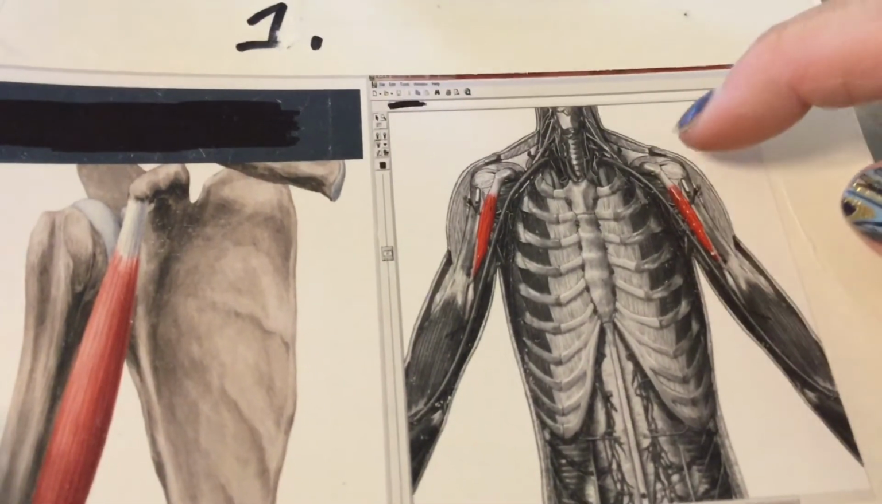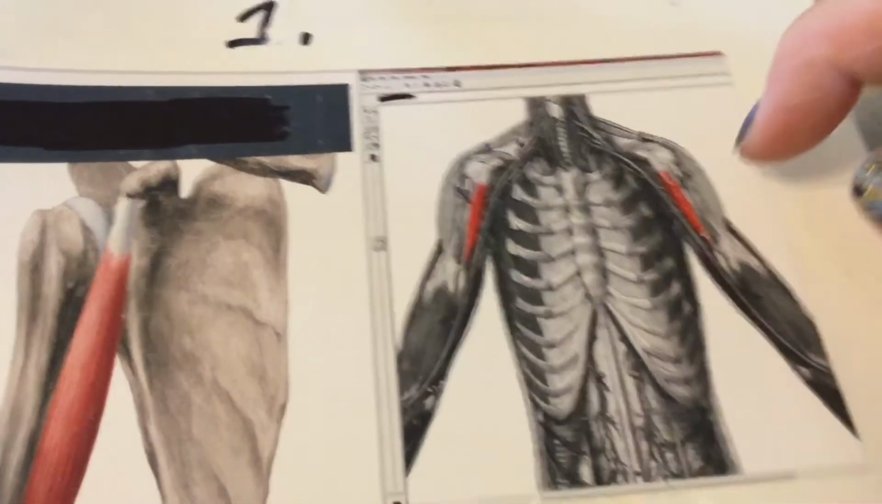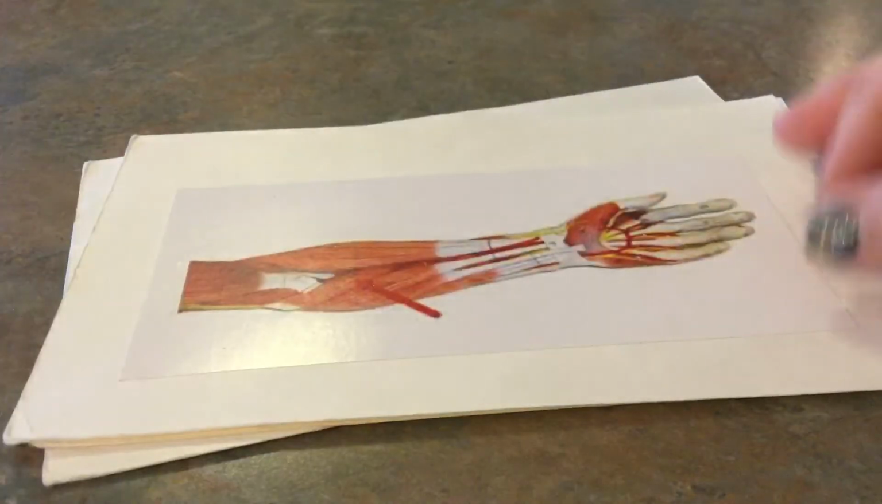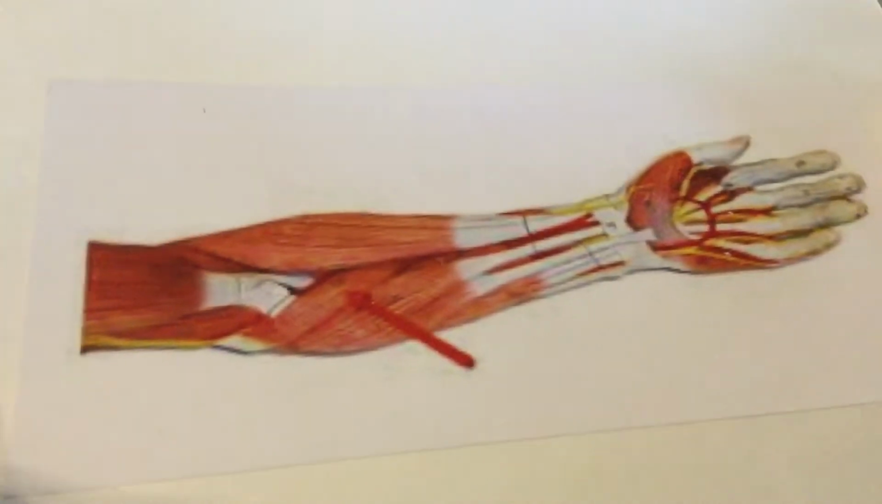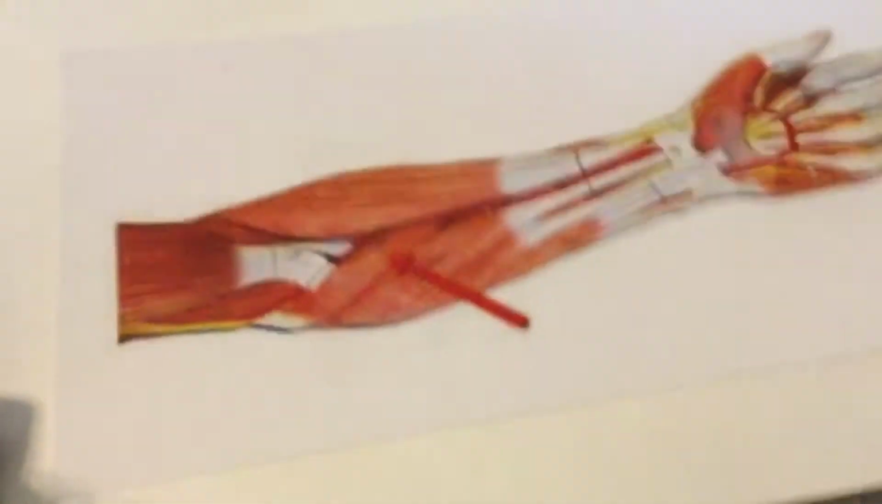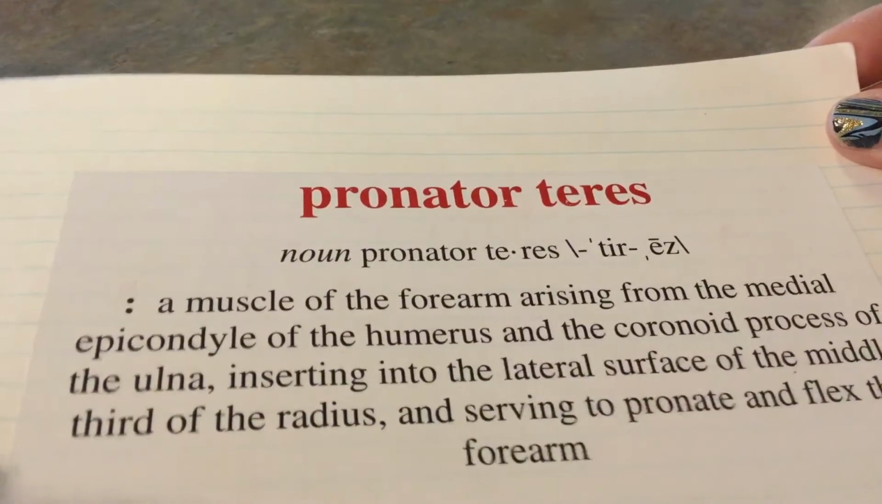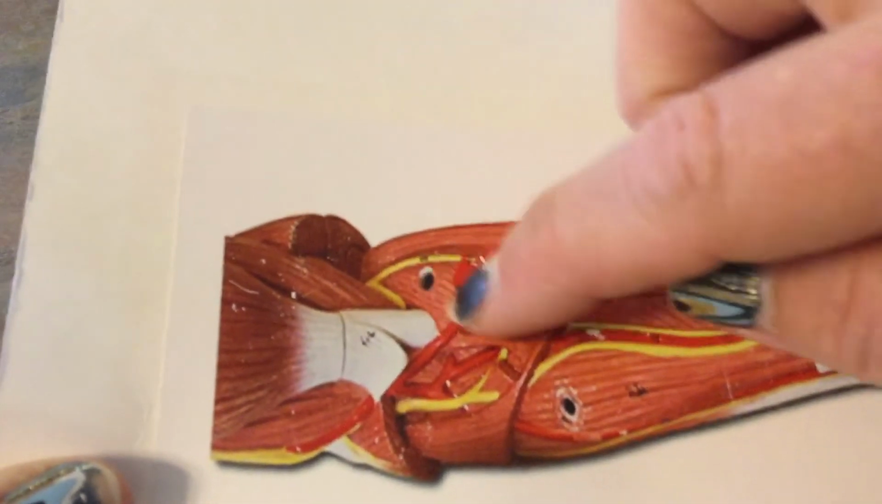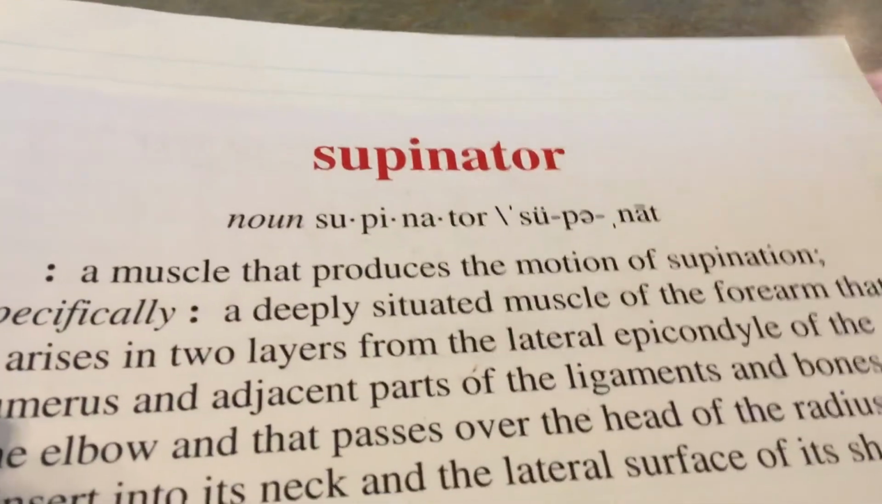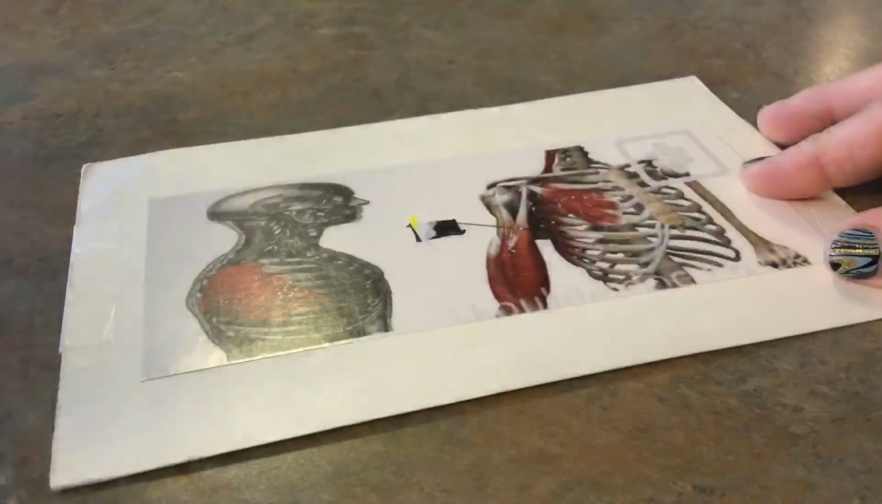This one attaches to the coracoid process of your scapula. Therefore, this one is called the coracobrachialis. There's two muscles that cross over each other in your forearm. There's this one and another one. This one right here is known as your pronator teres. And then this one right here is known as your supinator. Supinator helps you give somebody a super hug.